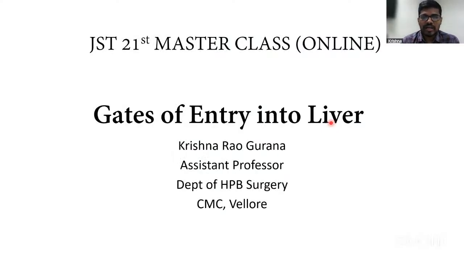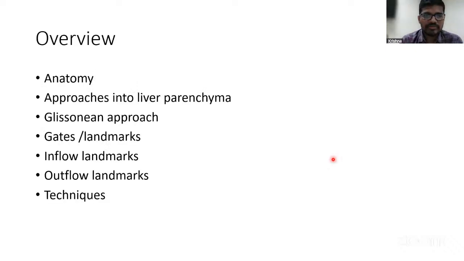So here I am to talk regarding gates of entry into the liver. Overview: we shall look at the anatomy and approaches into the liver parenchyma. We will predominantly discuss the Glissonian approaches, and then we will go into gates and landmarks. There are some inflow landmarks and outflow landmarks, and some discussion on the techniques.